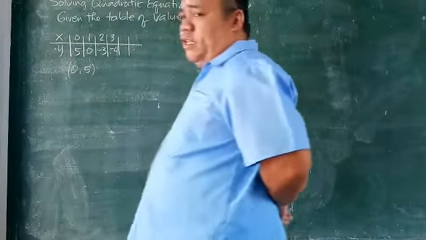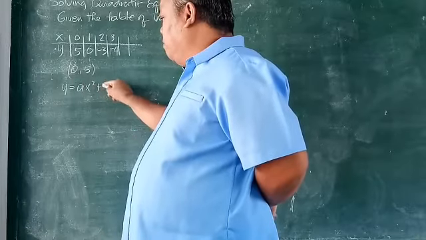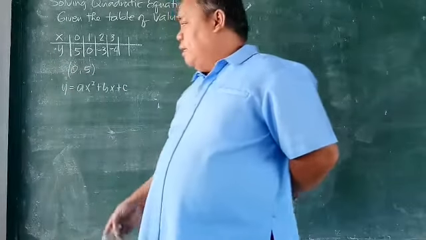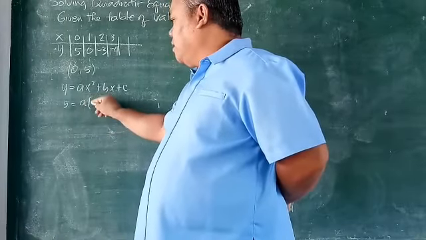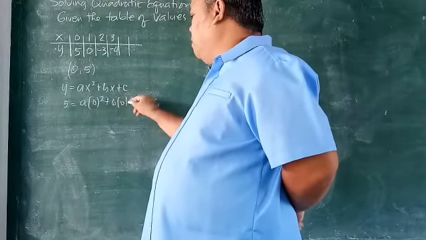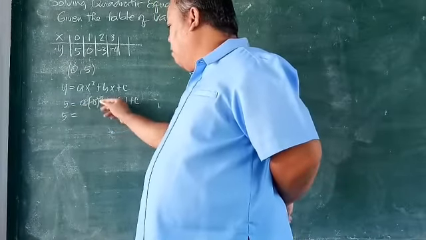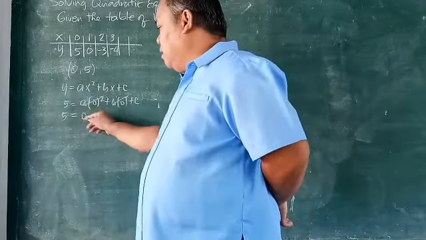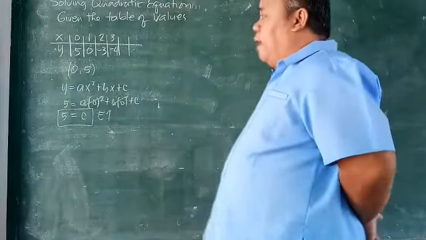Then we're going to use the standard form y equals ax squared plus bx plus c, and we're going to substitute the values of x and y. So our y is 5, and our x is 0: 5 equals a times 0 squared plus b times 0 plus c. Any number times 0 is 0, and this is c. So the value of c is 5. This is equation 1. Now, that's for the first point.